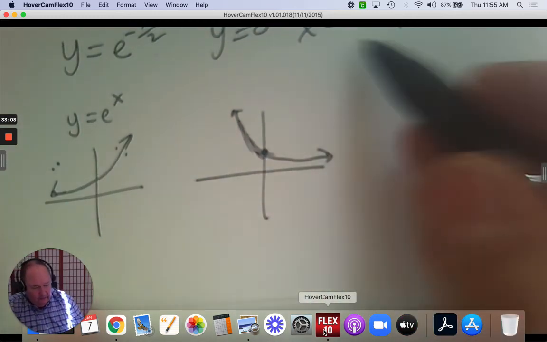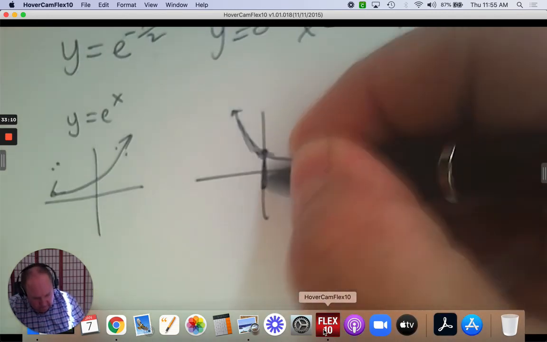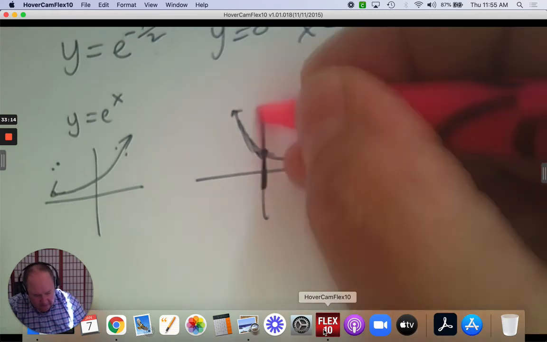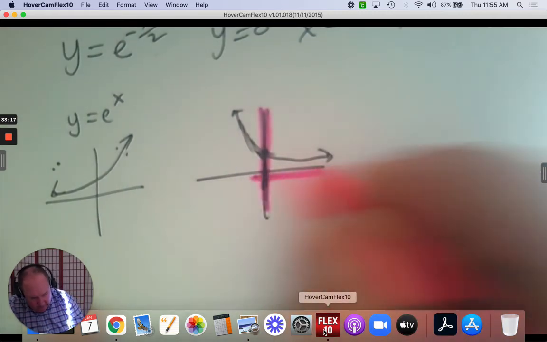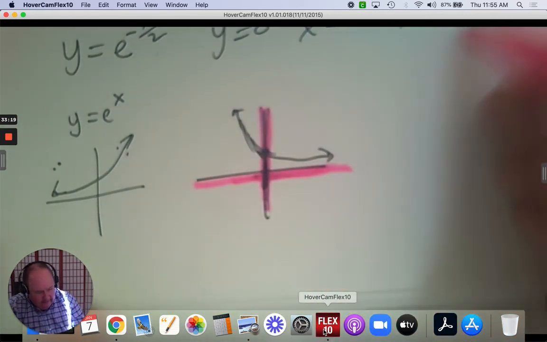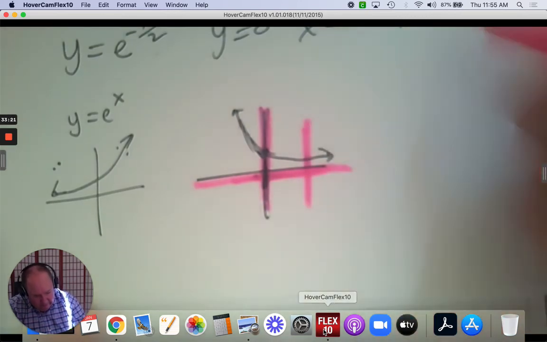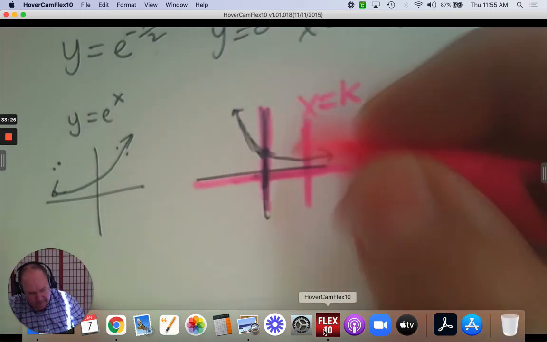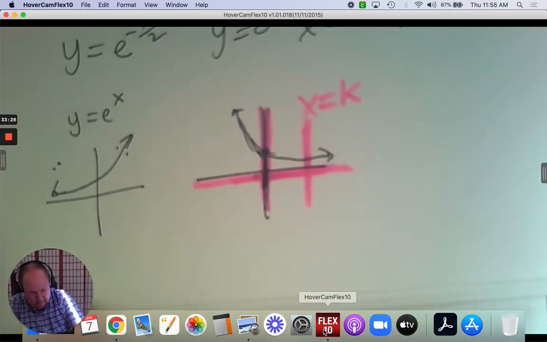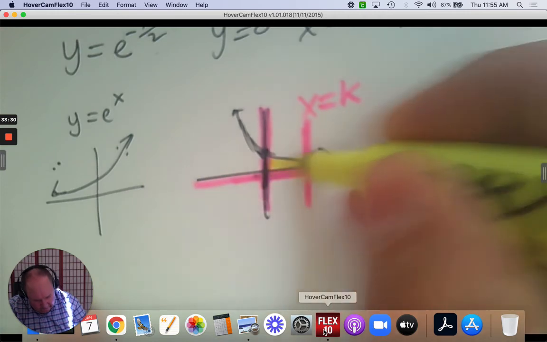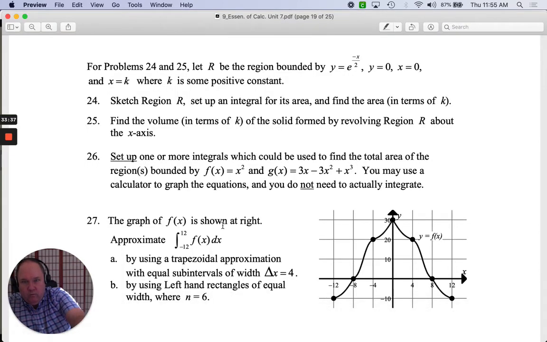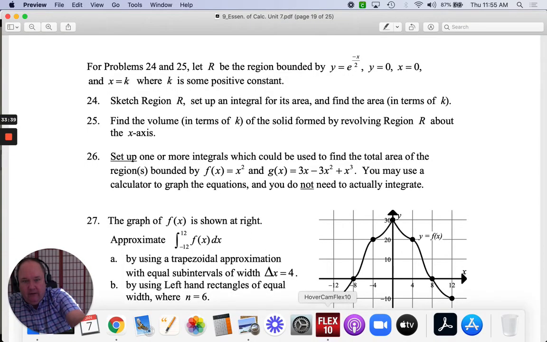And then it says x equals 0. That's there. Let me do it here. I'll change colors. So x equals 0. It says y equals 0. And then k is some positive x value. And then the area that we're talking about is here in yellow. And then the question was, can you set up the integral to find the area that I just did?